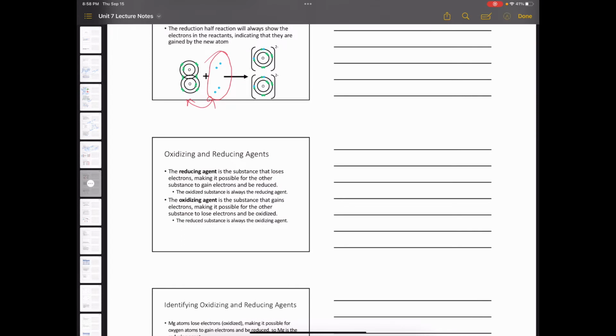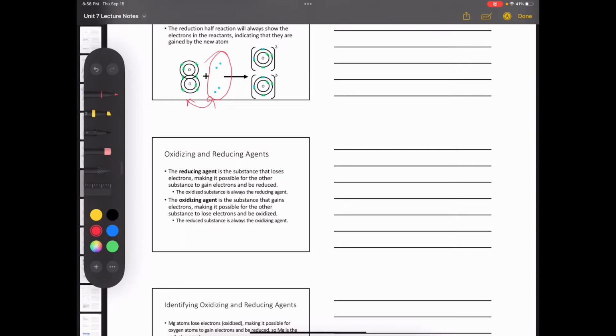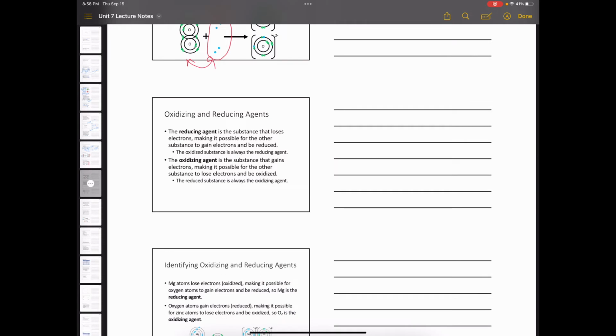The 2 new terminologies that I would like you to get introduced to is the reducing agent and the oxidizing agent. Okay, and things might get a little bit confusing here, but you just have to pay a little bit more attention, and we shouldn't have any problems. A reducing agent is the substance that loses electrons, which makes it possible for other substance to gain those electrons and be reduced. So a reducing agent is the substance that causes the other substance to be reduced. In other words, this is the oxidized substance.